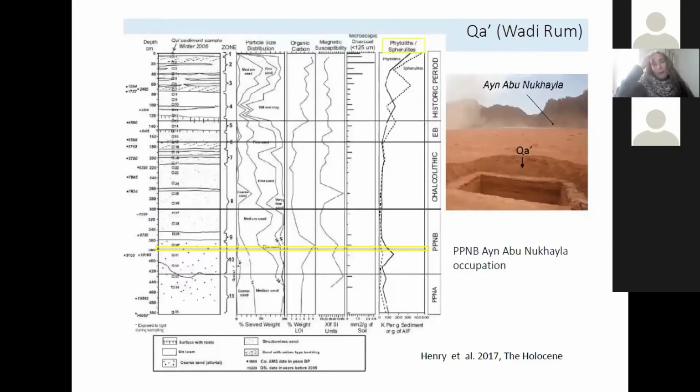Several years ago, I had the chance to collaborate with Professor Donald Henry from the University of Tulsa. In this project, there was a part of paleoecological reconstruction through the sounding, reaching the levels of the habitat of the pre-pottery Neolithic of Nabta Nukela. And altogether, the paleoecological data demonstrate that the conditions were wetter than those of today, which is a hyper-arid site.